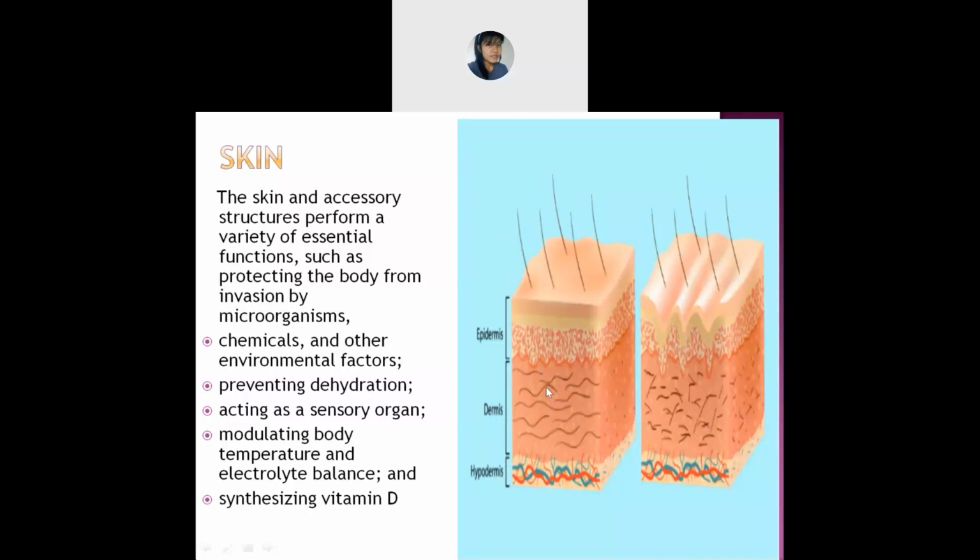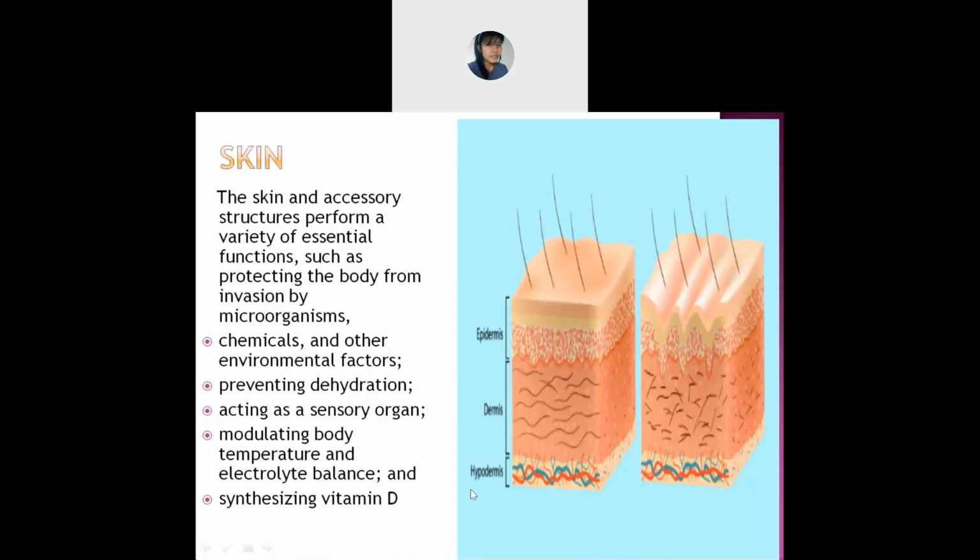Epidermis, dermis, hypodermis. The first is epi, the middle is just dermis, and the third one is the hypodermis. Okay, so now let us see how the skin helps us. So the skin helps us in what?